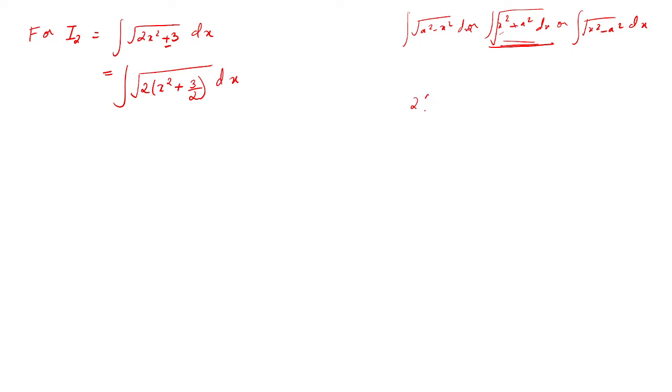Okay, you remove the bracket and you see plus 3 by 2. So you remove the bracket, you get 2 into x square plus 2 into 3 by 2. So you can cancel this. So you do end up getting the same equation.